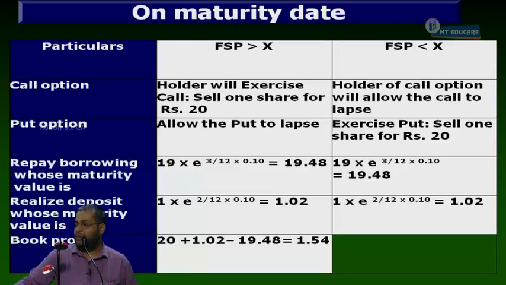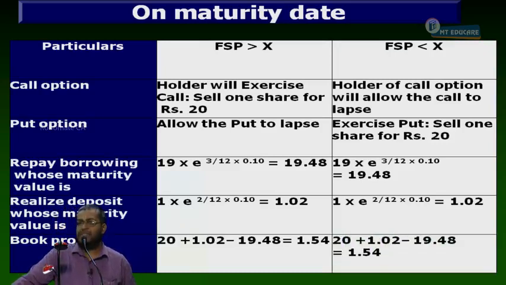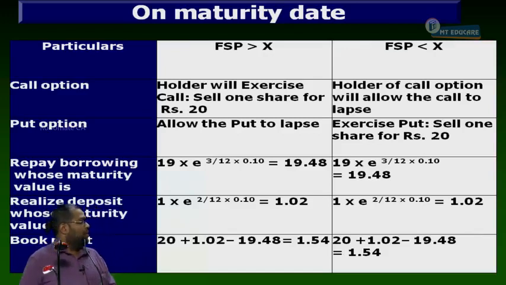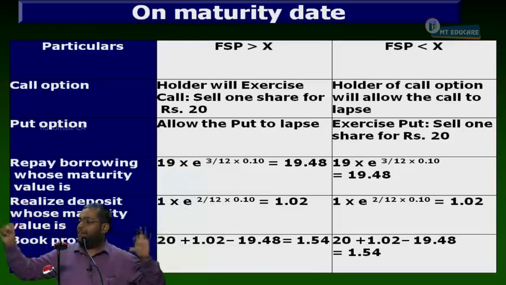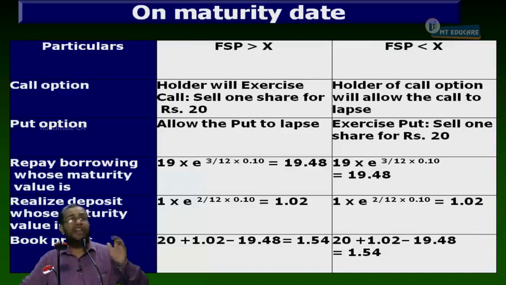Second case also same. 20 plus 1.02 minus 19.48 is equal to 1.54. I want an answer. Tell me, this is a minimum profit, a maximum profit, or only profit? I cannot earn more, I cannot earn what? Less. Next question, certain profit or uncertain profit? Nothing more to earn, all things have already been done. It doesn't depend on the FSP at all. Everybody has to know, it is a certain 1.54 profit. Can I proceed or not?